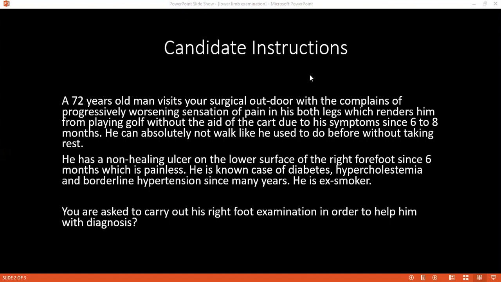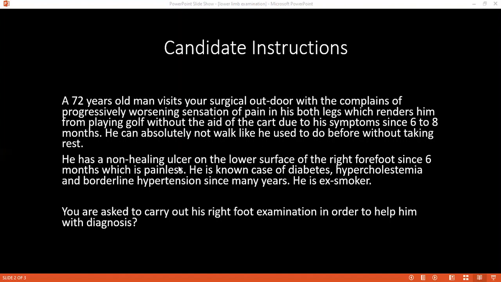Okay, since this patient has a non-healing ulcer, how would you confirm your diagnosis that it is a neuropathic ulcer, venous ulcer, or arterial ulcer? Can you hear me? Can others hear me? Yes. I asked you, how would you differentiate if this ulcer on the patient's foot is neuropathic, venous, or arterial?